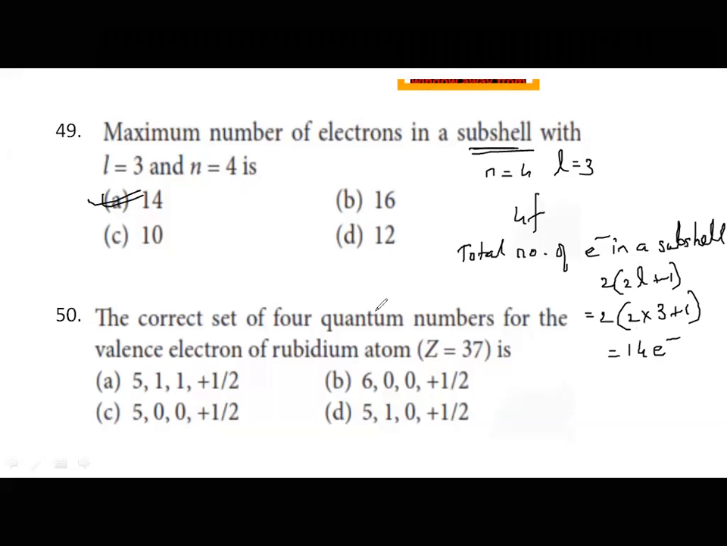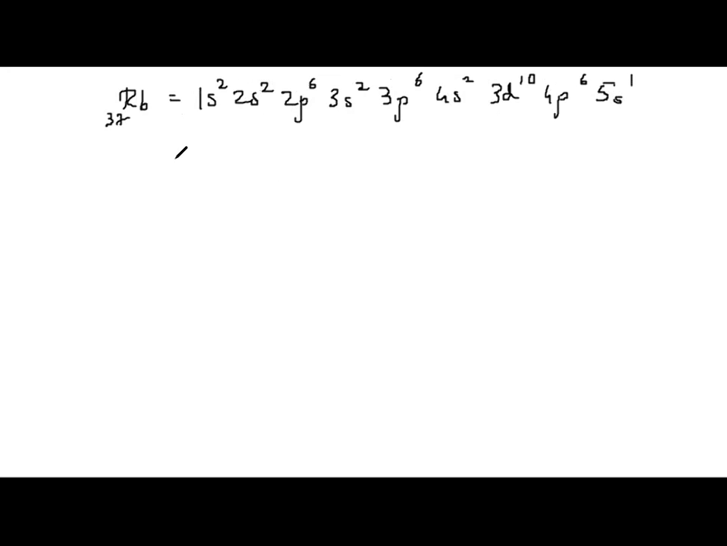Next question. The correct set of 4 quantum numbers for the valence electron of rubidium, atomic number 37. Rubidium atomic number is 37. I'll just show you the electronic configuration: 1s2, 2s2, 2p6, 3s2, 3p6, 4s2, 3d10, so 10 plus 10, 20, 30, then 4p6, 5s1. So total 37.